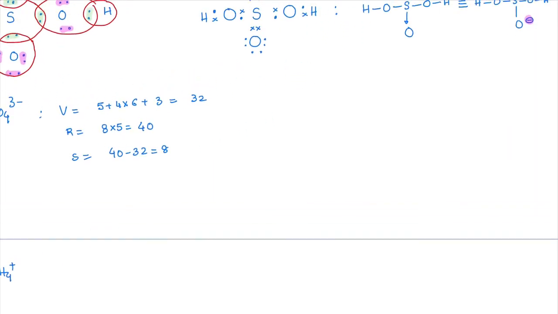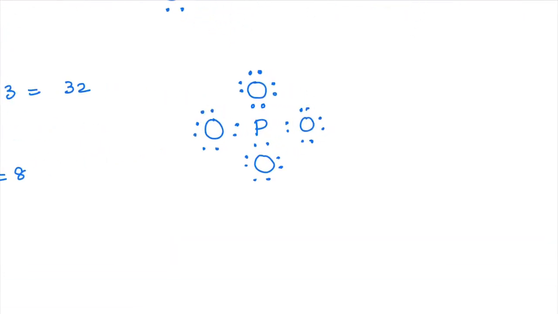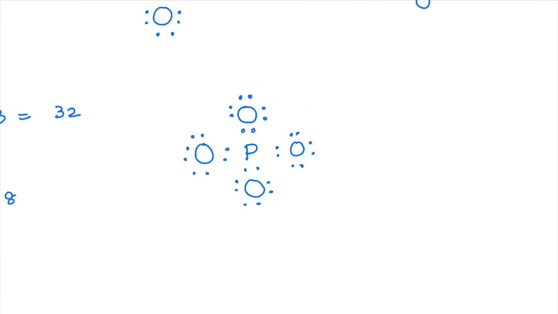So from here you can check out how the structure looks like. P, then we have one bond with oxygen above and one bond with oxygen below, one bond with oxygen here, and one bond with oxygen on this side. Okay. So again, if I show this in a dot form, all I can show is that this dot forms here.